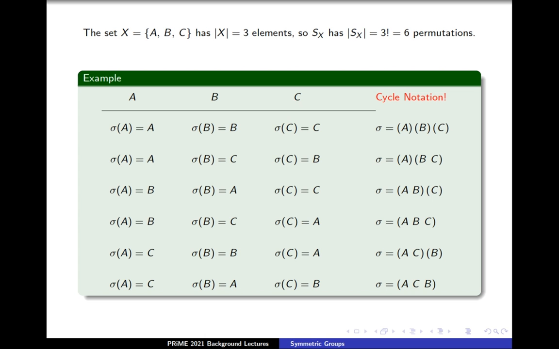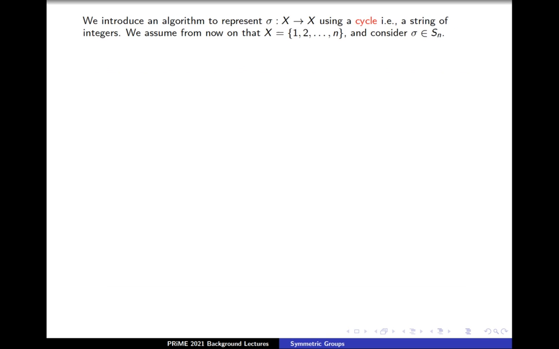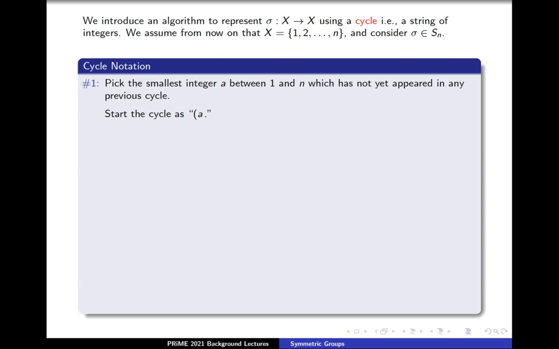Next, we'll write an algorithm to write cycle notation for any permutation in Sn. So from now on, let's take X to be the set of numbers 1 through n, and let sigma be a permutation in Sn. The algorithm goes as follows. First, let's pick the smallest integer a between 1 and n, which has not yet appeared in any previous cycle. Let's start the cycle as parentheses a.